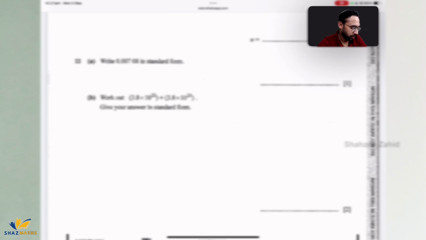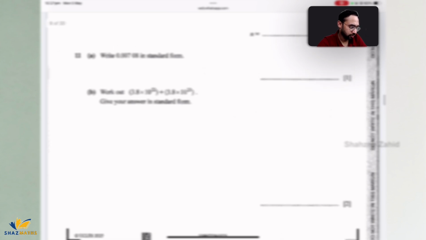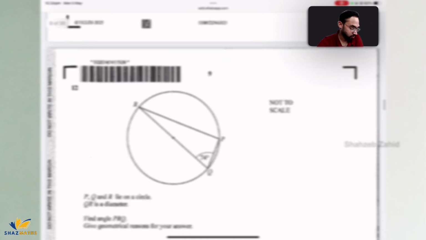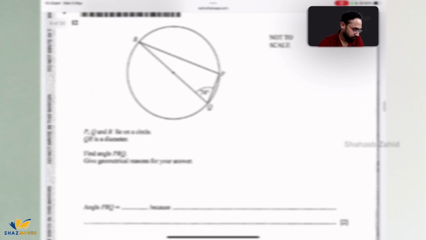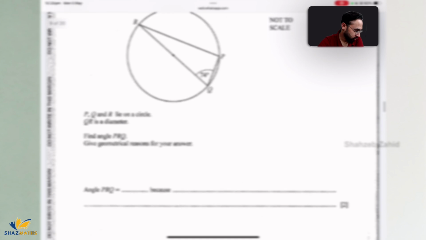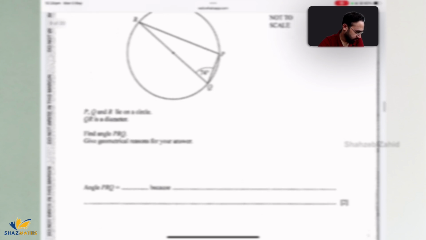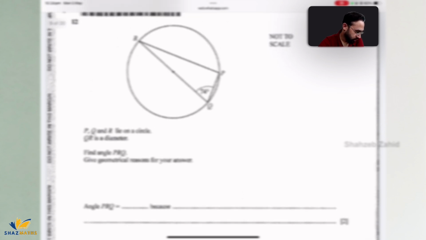So yeah, nothing new. A part is converting into standard form. Part B is addition and subtraction of standard form. So I'm pretty sure we did it earlier in the other exam, so it's quite similar. I'll still say I haven't seen anything extraordinary so far. Question number 12 is circle properties. PQR lie on a straight line. QR is the diameter. Find angle PRQ.